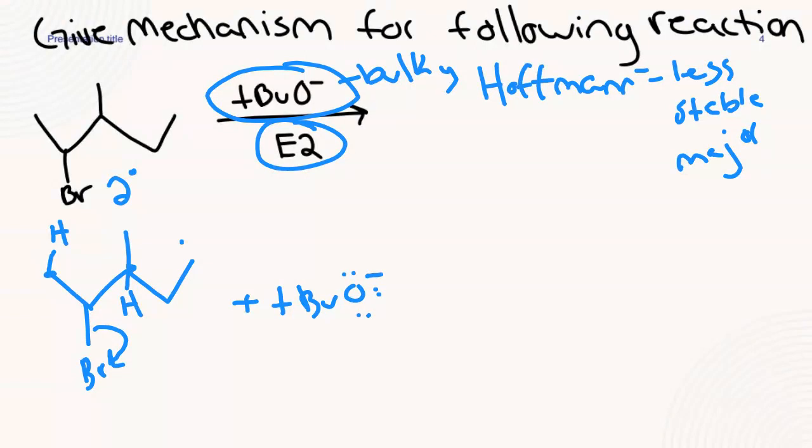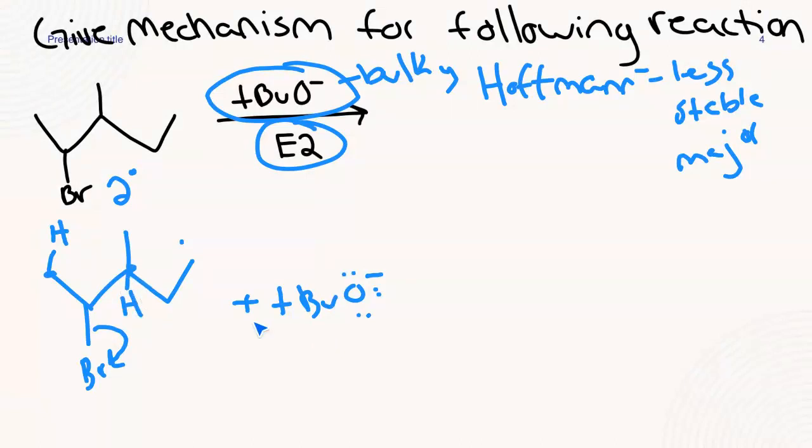Okay. So I have a bulky base, which means a less stable product is going to be a major one. So the less stable product would be formed if I took this hydrogen. Okay. If I formed a double bond here, that would be more stable because it would have less hydrogen around the double bond. But because I have a bulky base, it can't get in here very easily because this is in the way. It can't get in there very easily.